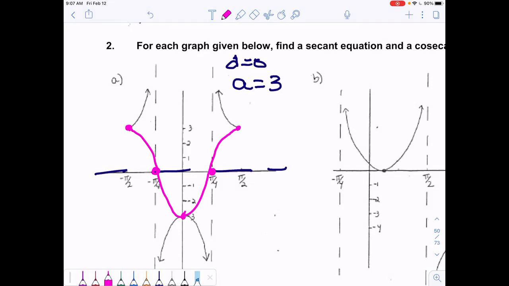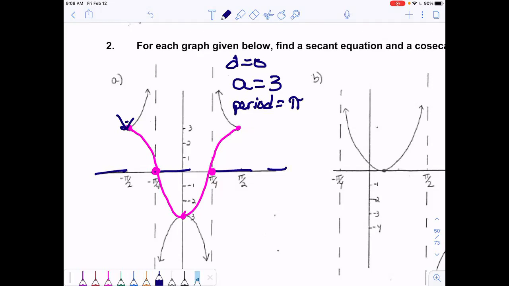We need to figure out the period. The period, since I'm now looking at cosine, starts at high and it ends at the high point. So when you're trying to figure out the period, it is from max to max. So pretty much this is one period of the graph. So if I go from negative pi over 2 all the way to positive pi over 2, our period is, yeah, there you go, pi.